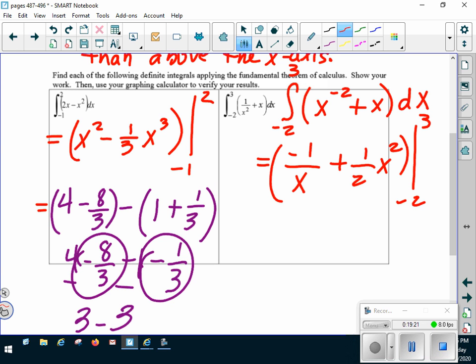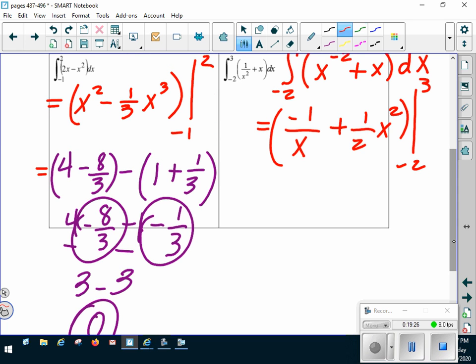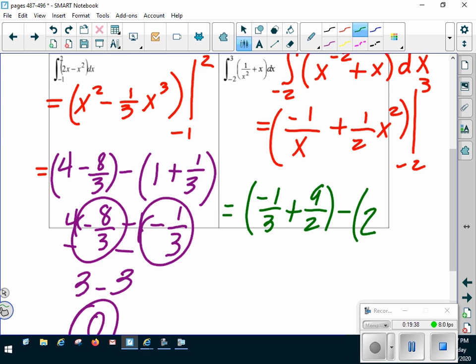I'm going to leave you to evaluate that because I want to pull up my calculator for a minute. So -1/3 plus 9/2, is that right? Minus 2, is that 2 plus 2? Is that right?